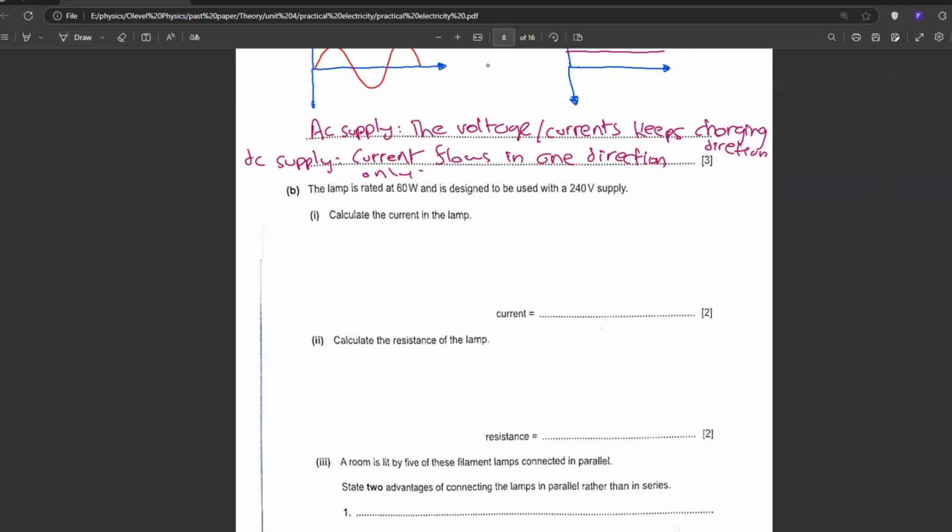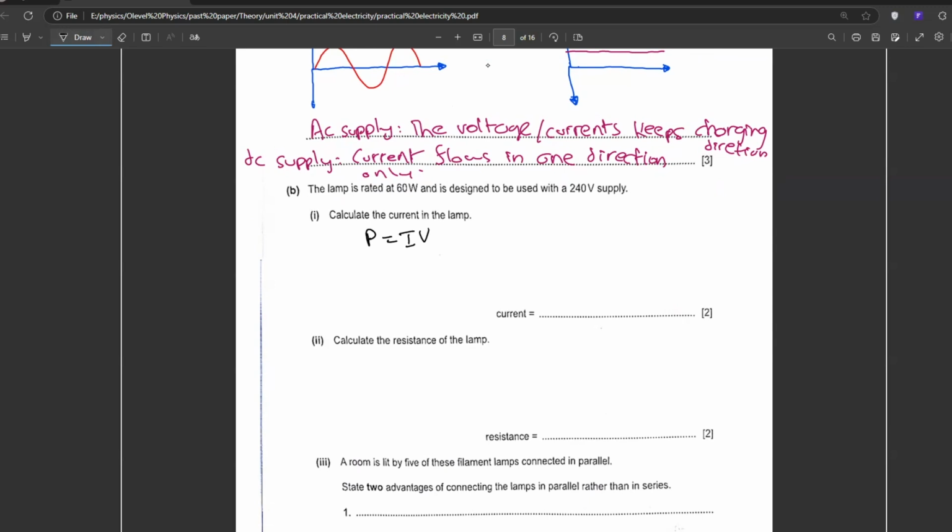The lamp is rated at a power of this and is designed to be used with a voltage of this. Calculate the current in the lamp. Okay, so power is this, voltage is this. You have to calculate current. Power is equal to IV. Power is 60, voltage is 240. What is your current? 60 divided by 240. This comes out to be 0.25 ampere as your current.